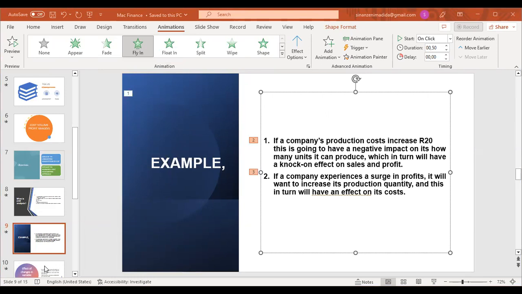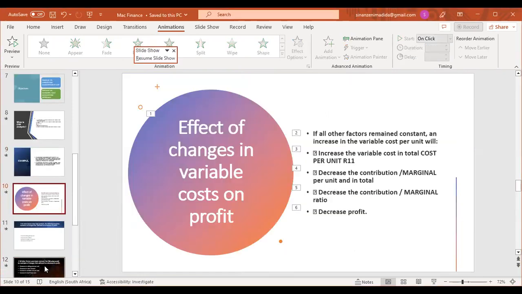Okay, those are two examples that we are having. Then let's look at the effects of changes in variable cost on profit. Our variable, remember, we said is cost. If we change our cost, what happens to our profit?